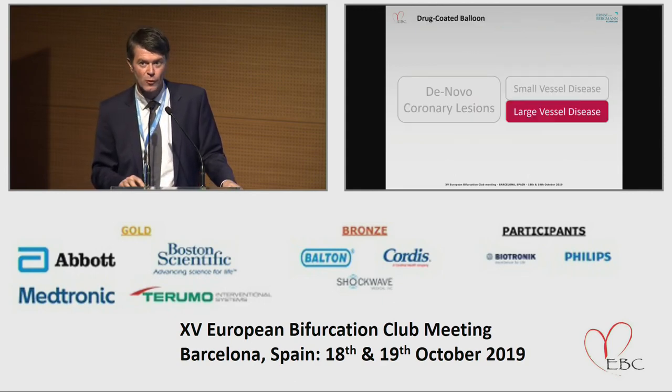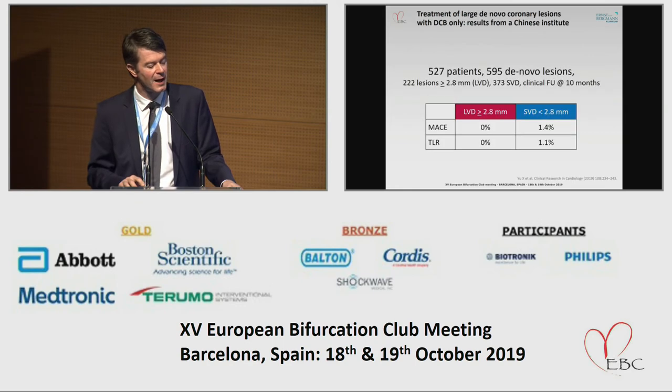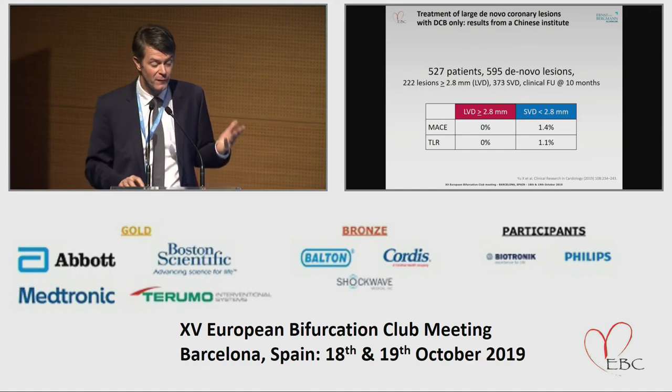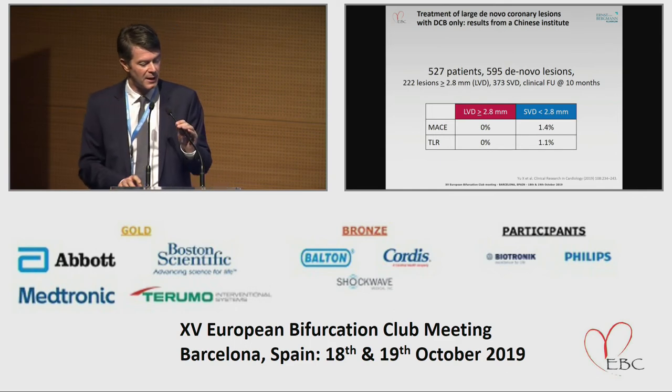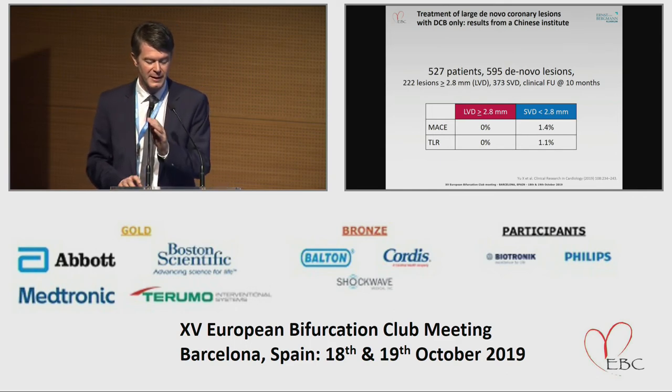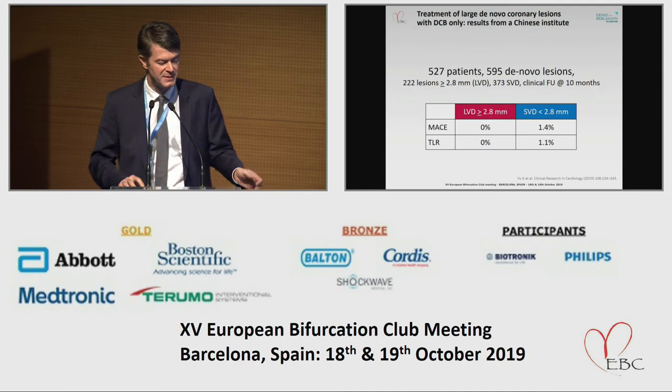What works in small vessels also works in larger vessels. Shown in these results from the Chinese Institute, they included almost 600 de novo lesions, more than 200 lesions in larger vessels, and 373 lesions in small vessel disease. It was a clinical follow-up at 10 months, and you can see we have very low rates of MACE and TLR in the small vessel disease group and even better results in the larger vessel disease group.